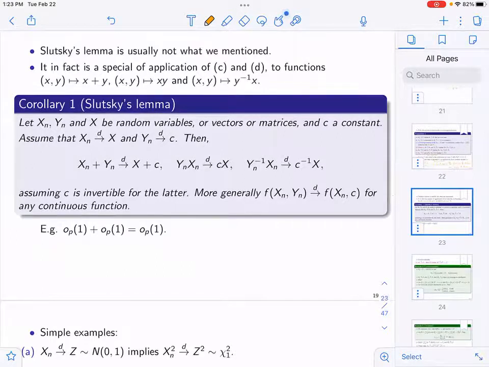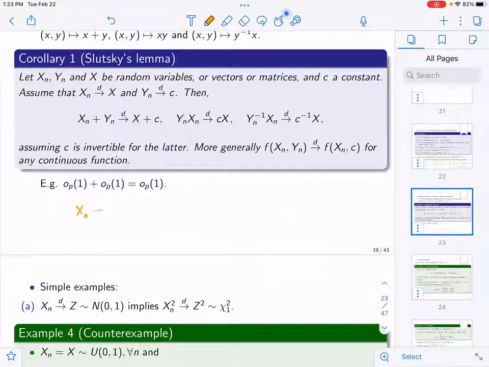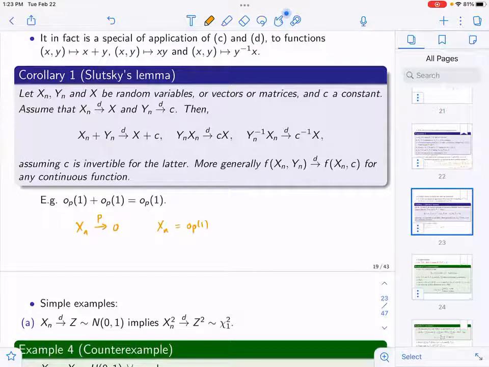If something converges in probability to 0, we write that the sequence x_n is little o_p of 1. If you're familiar with the O notation from analysis, little o means converges to 0, and here little o_p means converges to 0 in probability. These rules tell you how to do calculus with this notation. For example, if I add an o_p of 1 term to an o_p of 1 term, I get an o_p of 1 term.